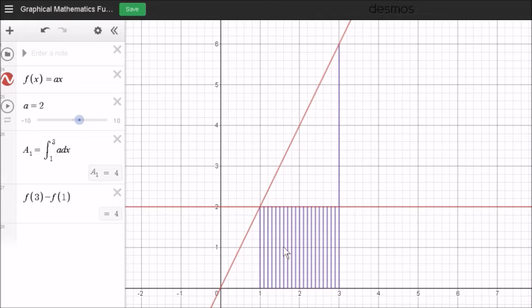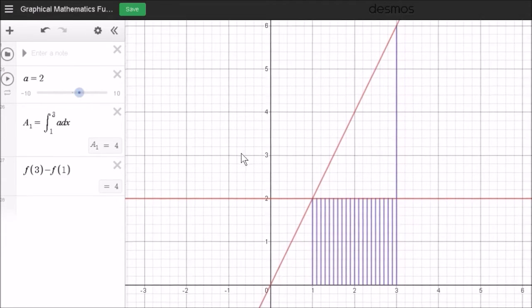So let's look at the area from 1 to 3 under this function, y equals 2. Well, that area is simply going to be 1, 2, 3, 4, so we've got 4 boxes, so that area is 4. Now if this is correct, then that area 4 must be the same as the value of the original function at 3, which is 6, minus the original value of the function at 1, which is 2. So it's going to be 6 minus 2, which is 4. Again, we're saying that this height here is the same as this area here.